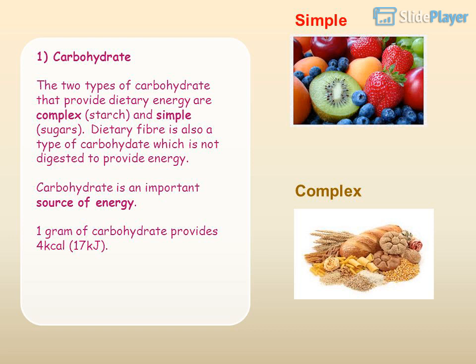1. Carbohydrate. The two types of carbohydrate that provide dietary energy are complex, starch, and simple, sugars. Dietary fiber is also a type of carbohydrate which is not digested to provide energy. Carbohydrate is an important source of energy. 1 gram of carbohydrate provides 4 kilocalories, 17 kilojoules.